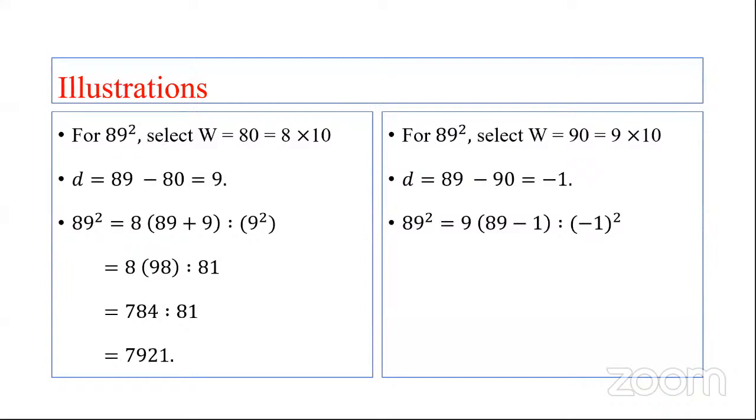Idea remains the same. But because base is 9 into 10, I will not start from 8, but it will be 9 times 89 minus 1. That is to be clearly understood. Our base in the previous case is 8 into 10, so I started with 8. But my base is 9 into 10, I will start with 9. 89 minus deviation and minus 1 square. I will get the same answer. This is easier only because I need not worry about 8 times 98. Here I will get the product 9 times 88 and the answer 7921.